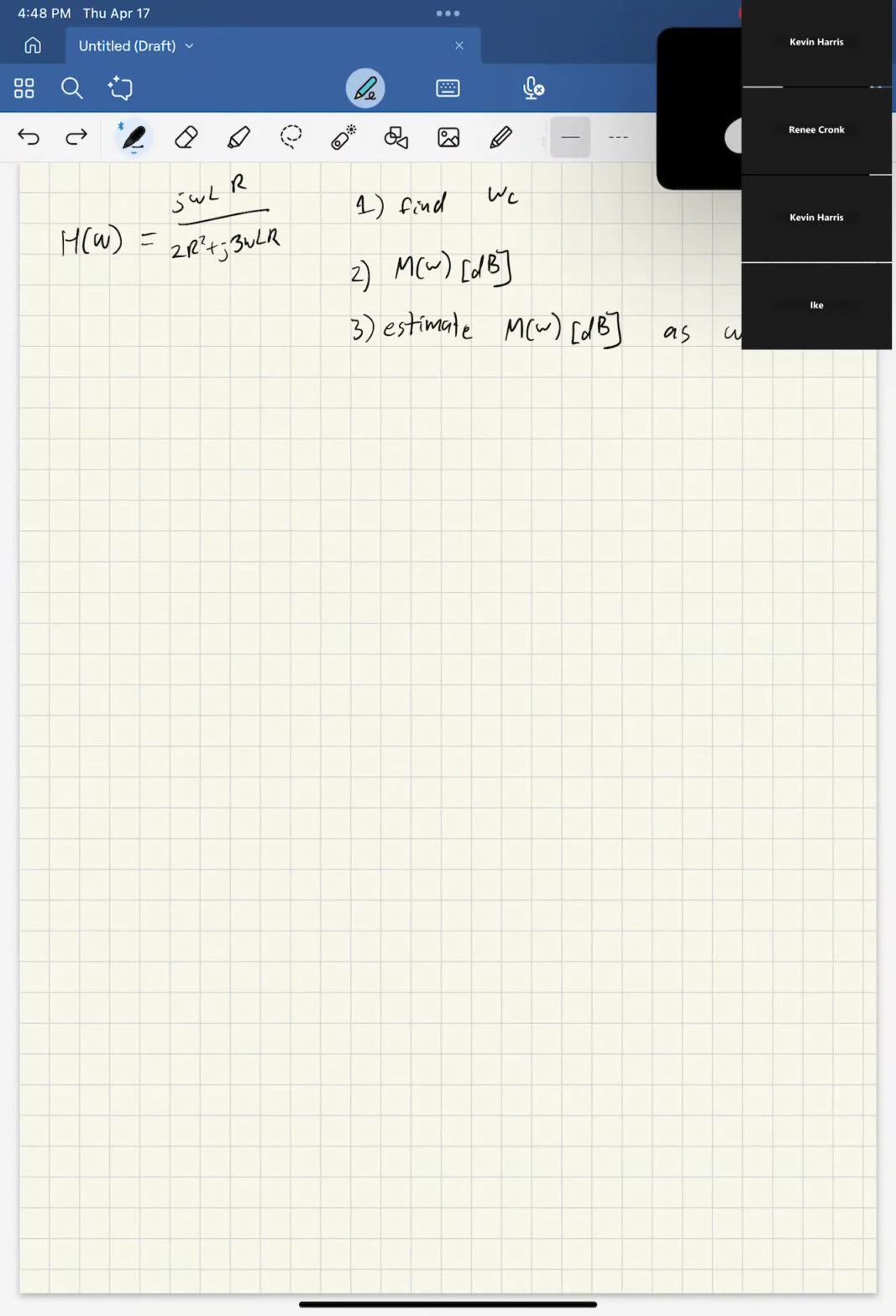Anyway, corner frequency. For the corner frequency, we just need to put it into standard form and then see what's in the denominator, basically. So we want to turn this into standard form. To start by doing that, you make all the real parts one. So we're dividing by 2R squared. If we divide everything by 2R squared, we get 1 plus j omega 3LR over 2R squared, and on the top, we're going to do the same thing, so it's LR over 2R squared.